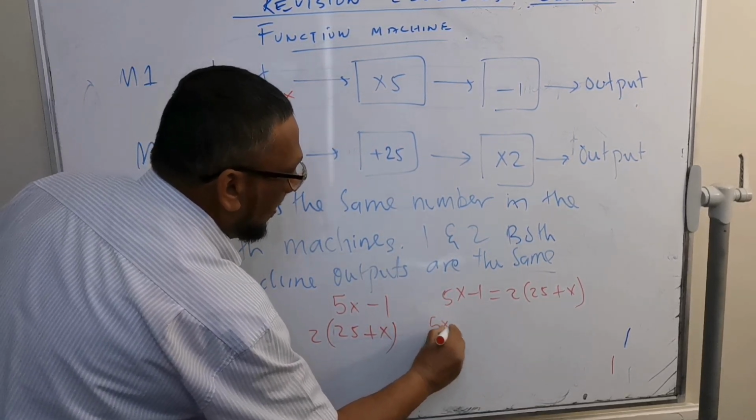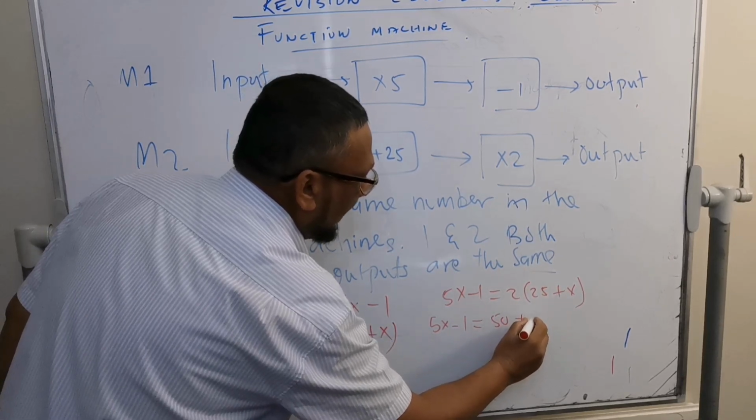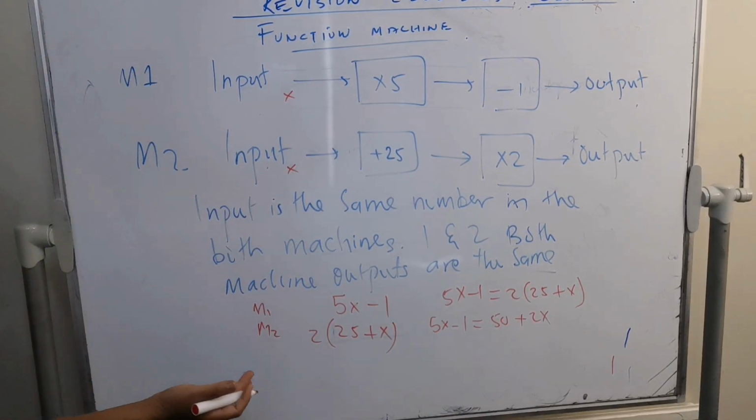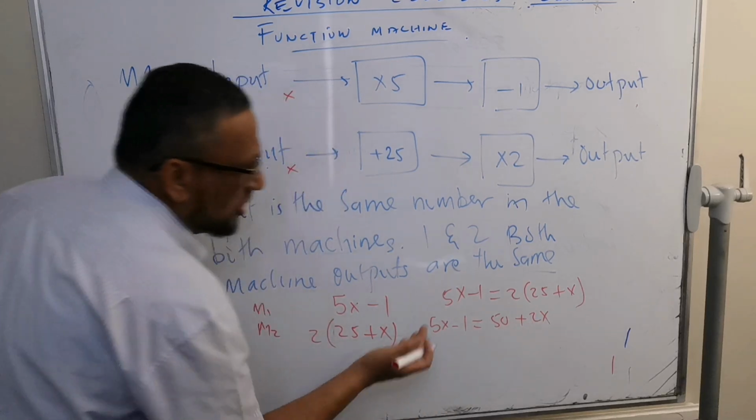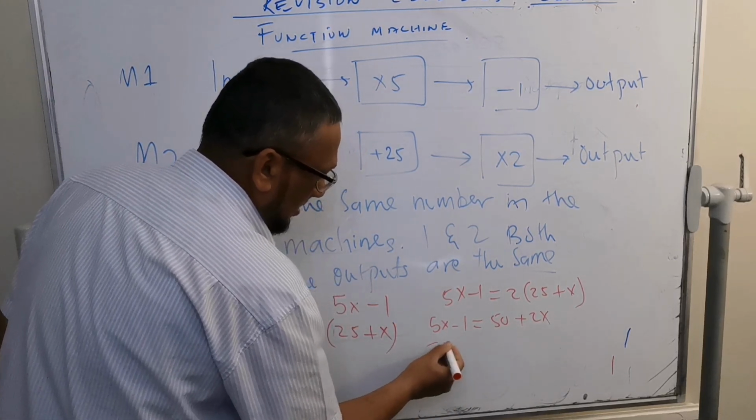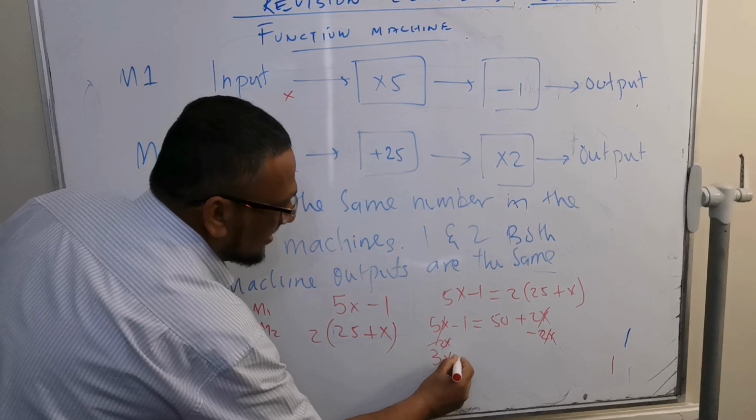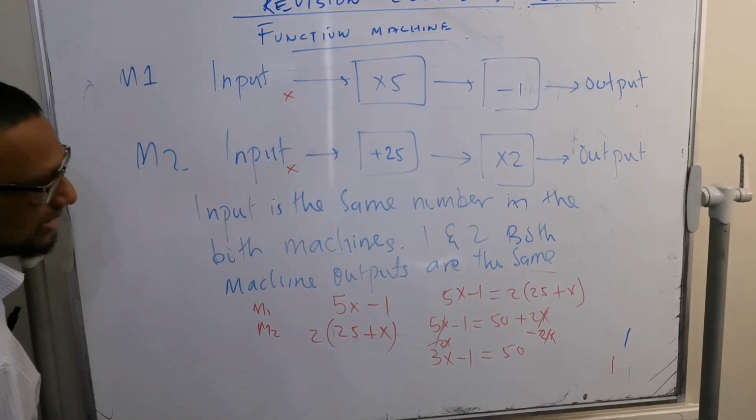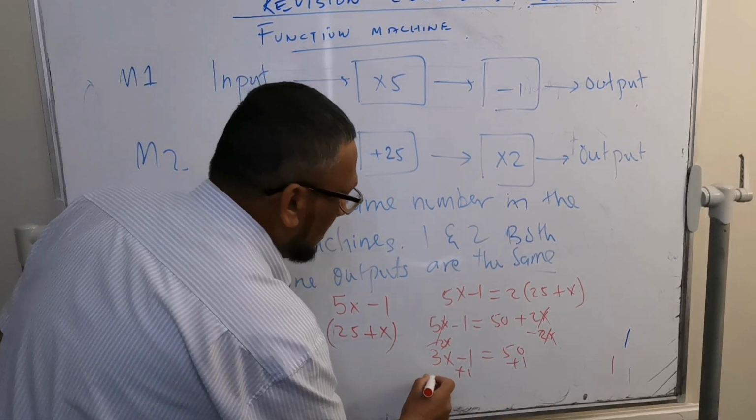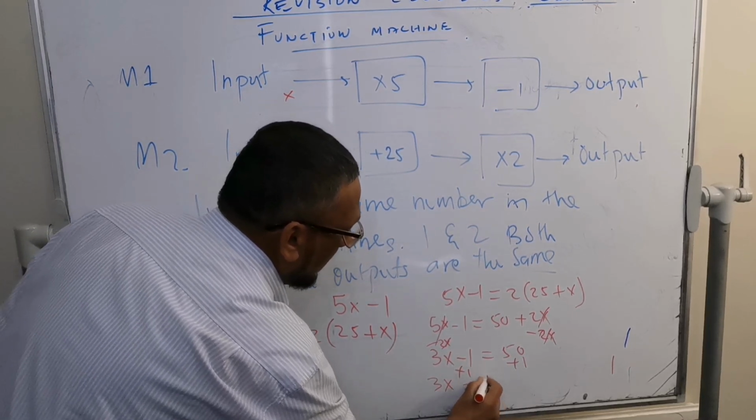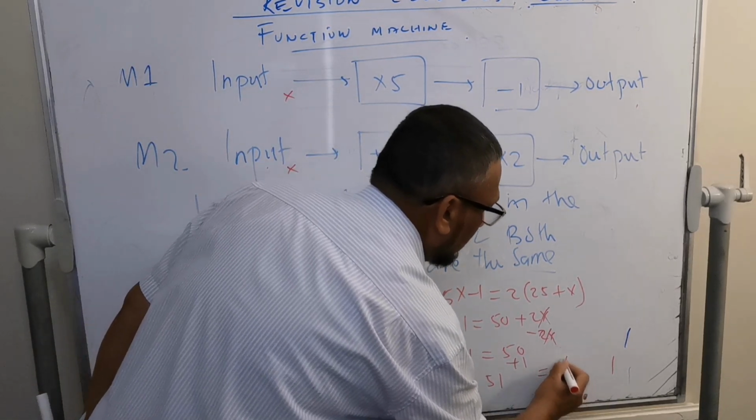Now 5x minus 1, and 25 times 2 is 50, plus 2 times x is 2x. Look at this: x terms are on both sides, so we learn how to resolve this. 5x minus 2x, so it will be 3x minus 1 equals 50. Then plus 1, so 3x equals 51, and 17 times 3 is 51, so x equals 17.